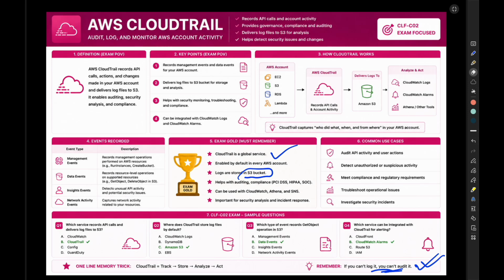Let's have a quick discussion around event types. The first one is management event. Basically, it records management operations performed on AWS resources. Second one is data event, which records resource level operations. Insight event detects unusual API activity.